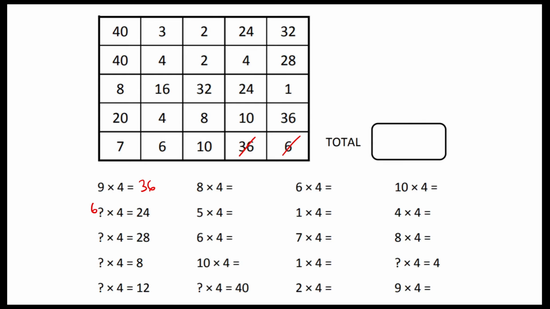Once you've worked out the 20 answers at the bottom and crossed them all off, you should have 5 answers left over in your grid. All you need to do is add them together, and that will give you the final total at the end. So you can write that into this space just here.